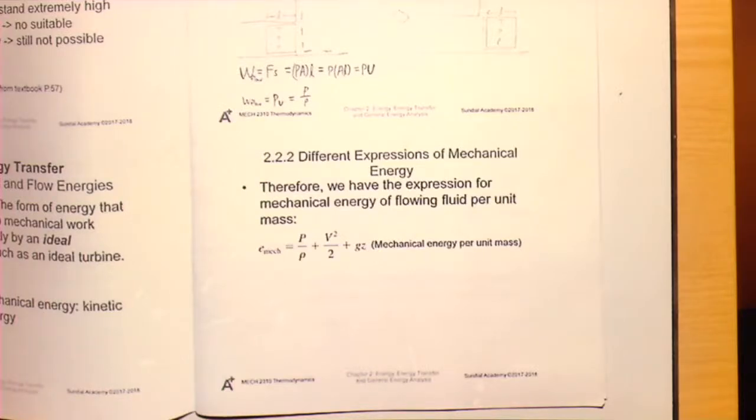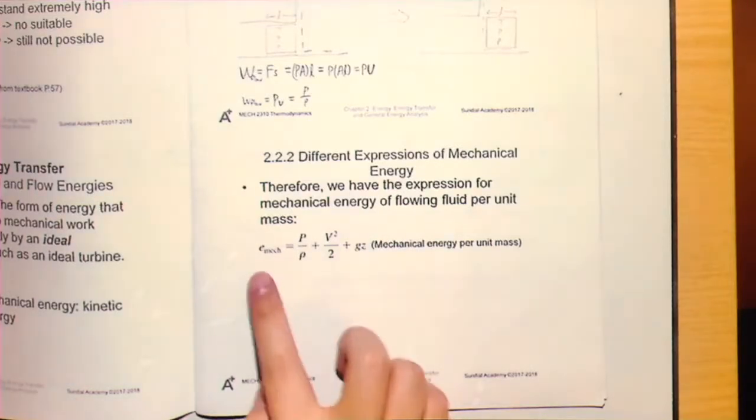Okay, after that, we would go into the next section. That would be the different expressions of mechanical energy. Previously, we have derived the work done by pressure, that's the flow work. And then we would also include this term into the mechanical energy. So the mechanical energy for flowing fluid per unit mass will be this term.